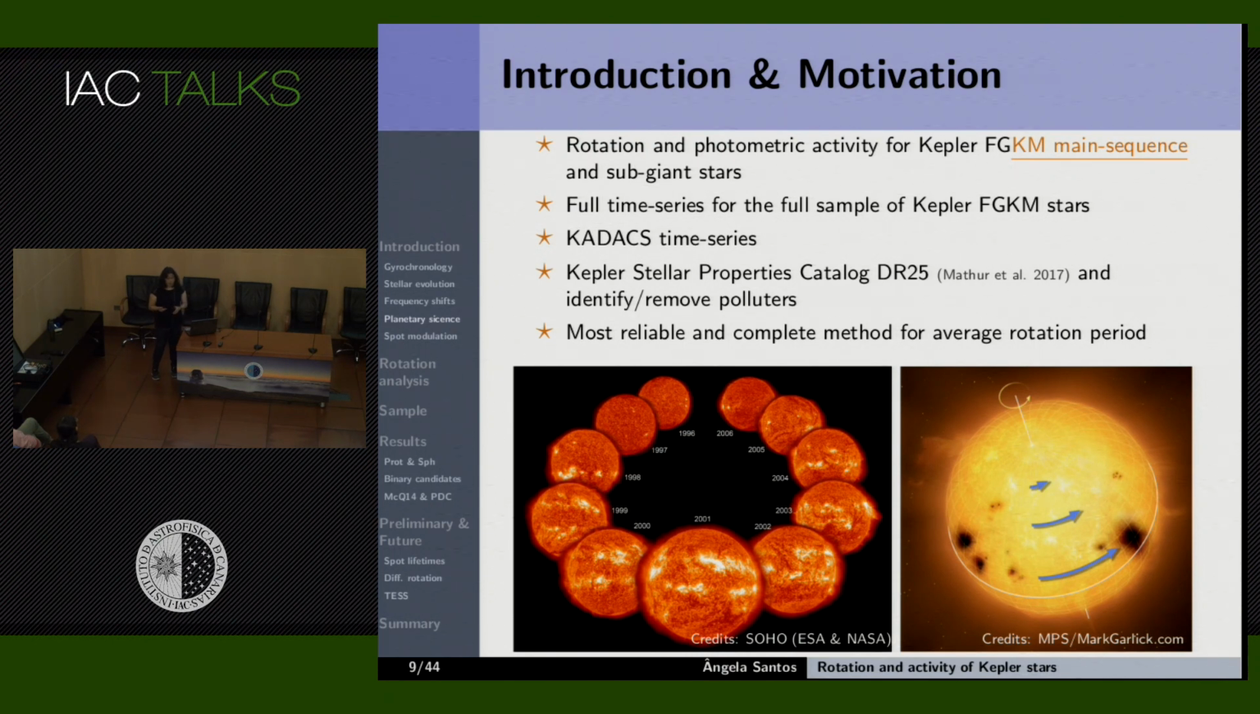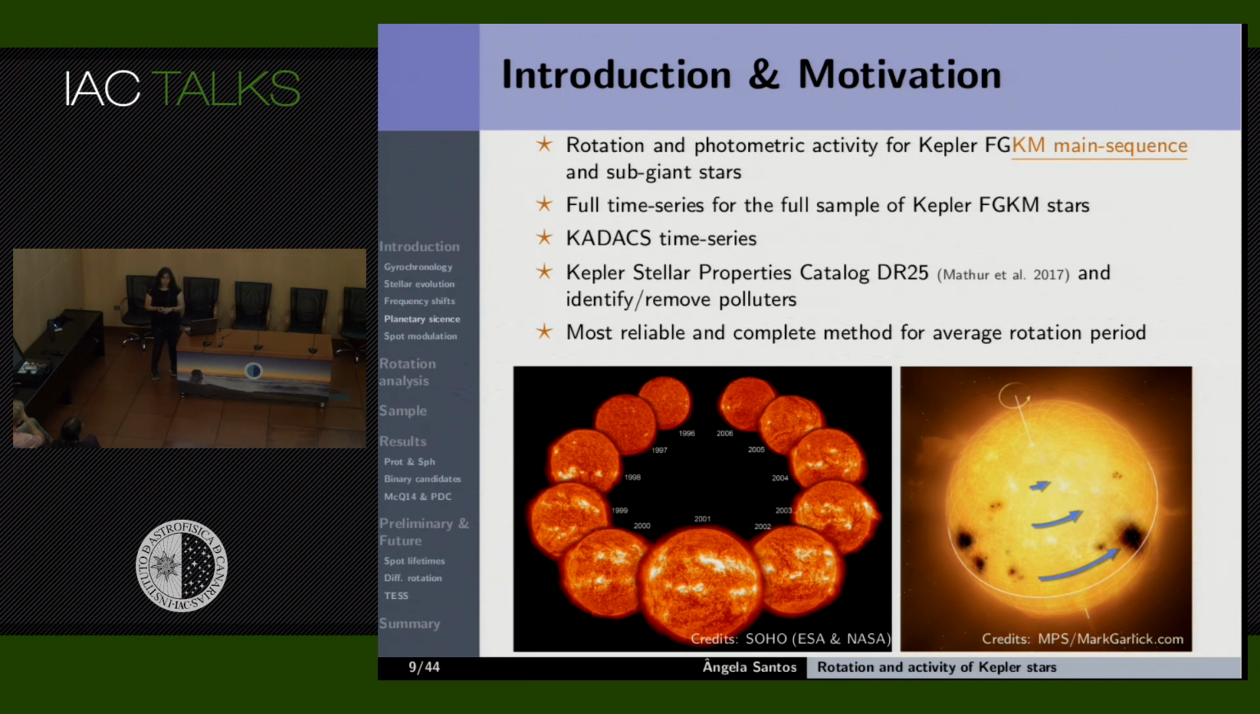There are previous studies of rotation for Kepler stars, so why bother to reanalyze all the data again? One of the reasons is that we use the full length of the Kepler observations, while other previous studies didn't use the full length. We also use different time series, calibrated in a different way than the others, and I will try to show you that it's important to have proper light curves for these studies.